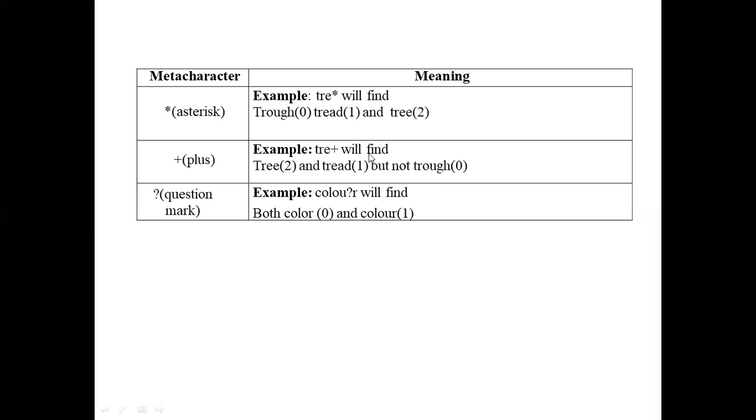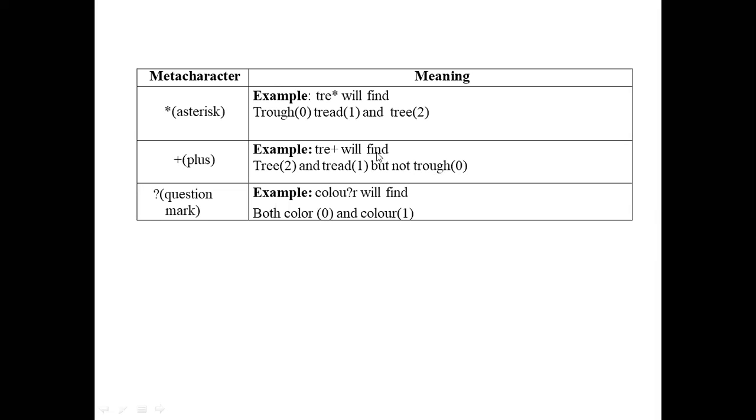Here it does not match TROGH, because it contains 0 E's after TR. It does not match. Why? Because TRE+ matches TREE and TRE, but not TROGH.